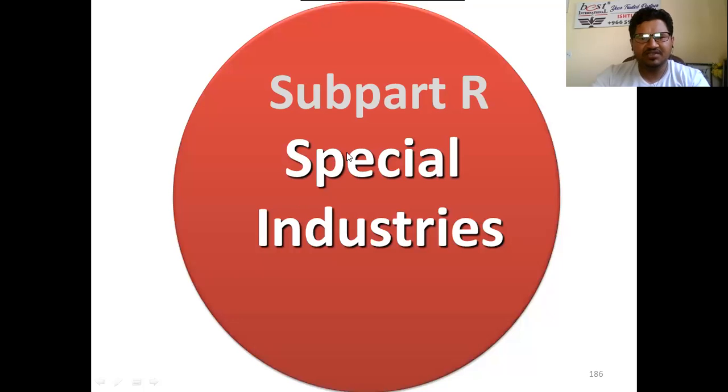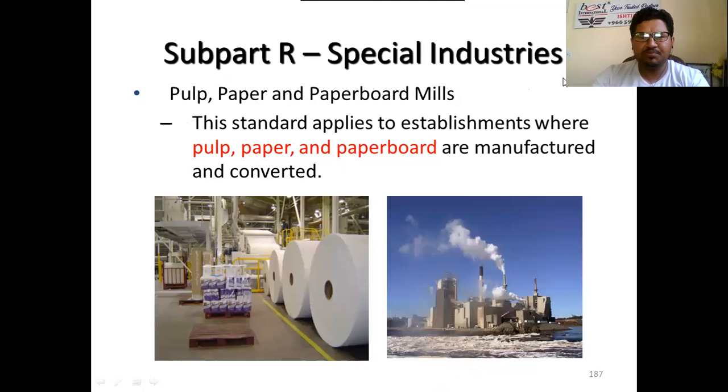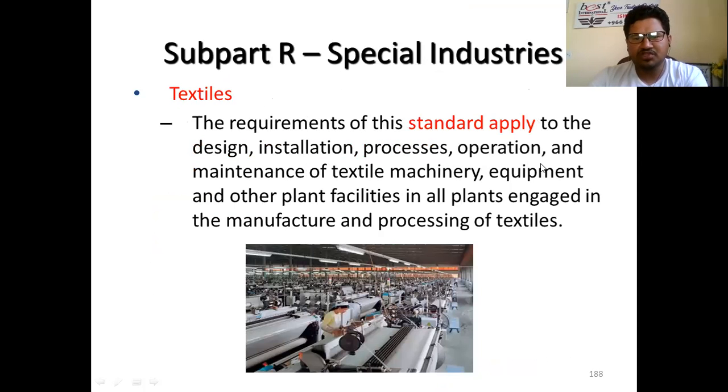Yes, there are some special industries which we can discuss, like the paper industry, where pulp or paperboard are manufactured. This kind of special industry needs to follow some special standards. Like textile, the requirements of this standard apply to the design, installation, process, and operations. So safety you need to incorporate within the design phase as per your industry type. It's not like you installed all the machines, constructed the whole building, hired all employees, started the operation, and now you are thinking about what kind of safety requirements you need to fulfill.